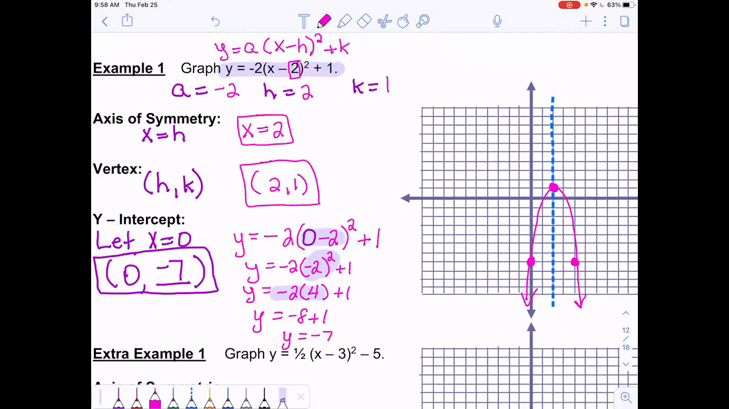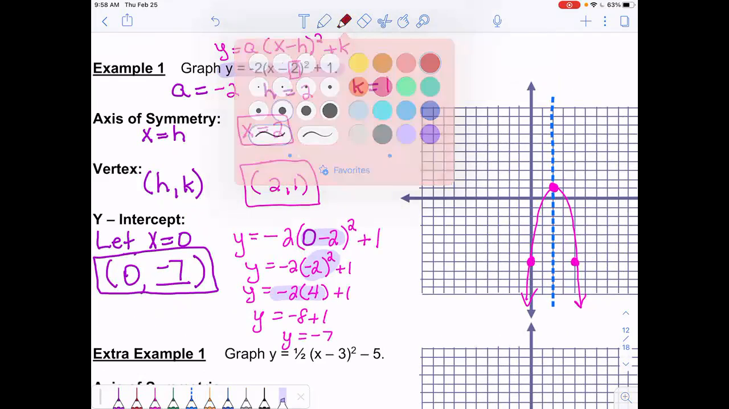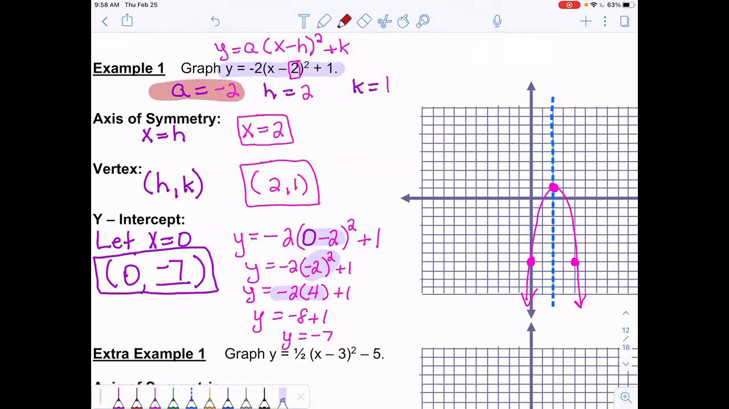The last part I want to look at here: this graph goes down. The A value is what tells us the direction of the graph. Well, A is negative. If A is negative, we said the graph goes down. That doesn't change just because I have a new equation to look at. So if A is negative, that's why my graph is going down. Does anybody have questions? We're going to graph another one together, but are there questions that you have?